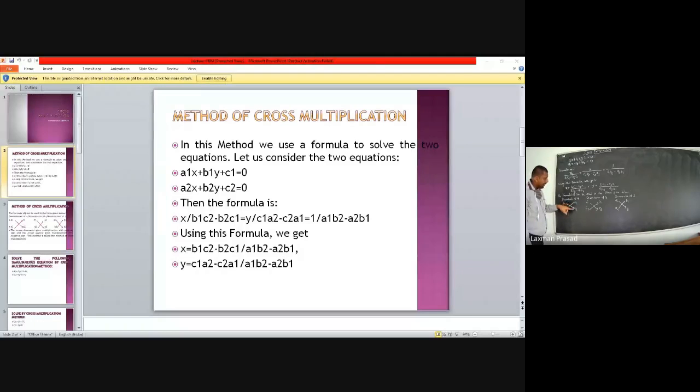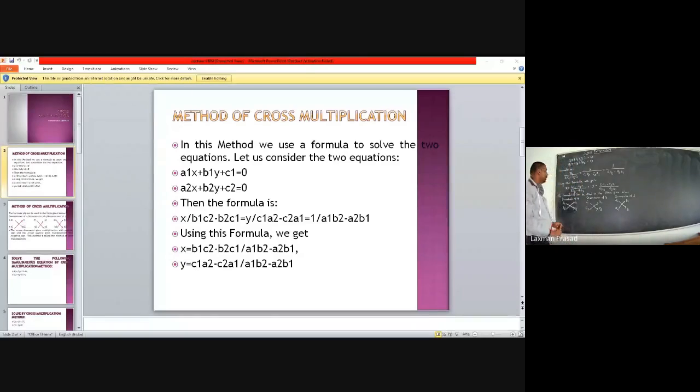The denominator of x is b1, b2, c1, c2. Then cross multiply b1 into c2, down one direction, multiply b1 c2. Then sign minus, then b2 c1. This is the denominator of x.